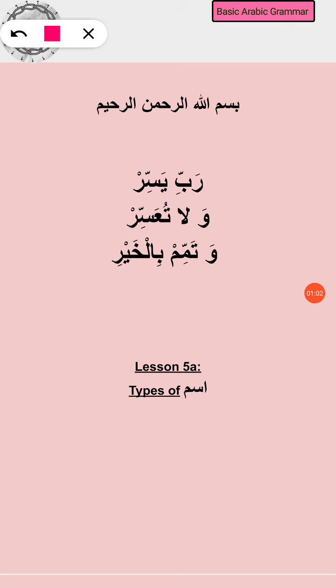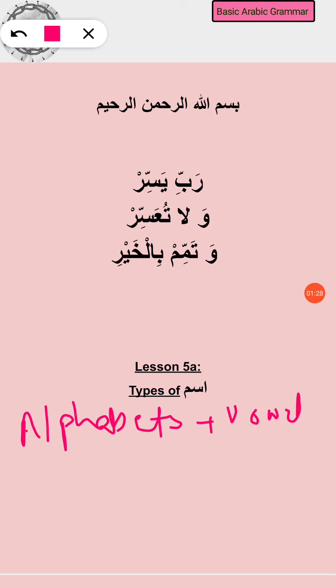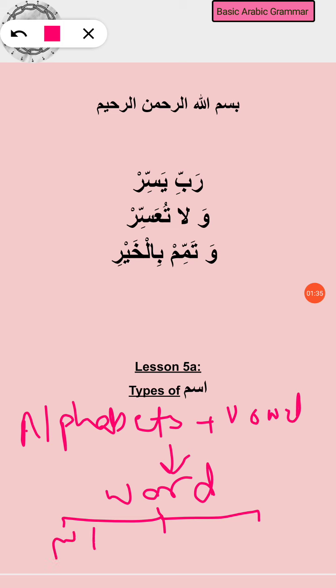All right, so what is meant by types of ism? Let's just begin from the very beginning. We had alphabets, all right, so letters. We had alphabets plus the vowel sound that made a word. Then words are divided into three types: ism, fail, and haruf.